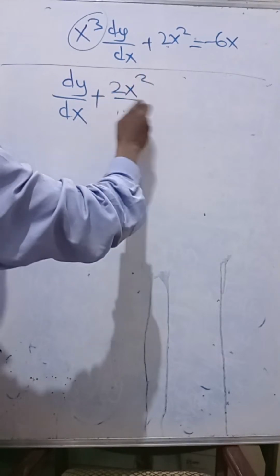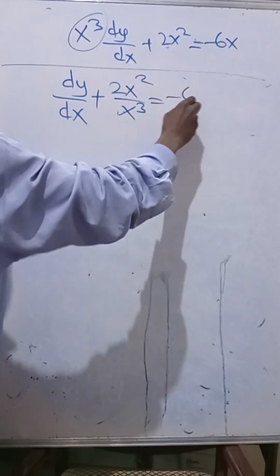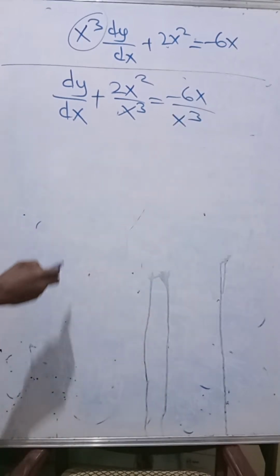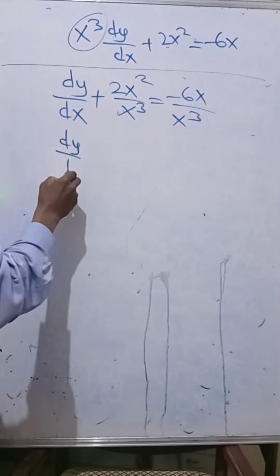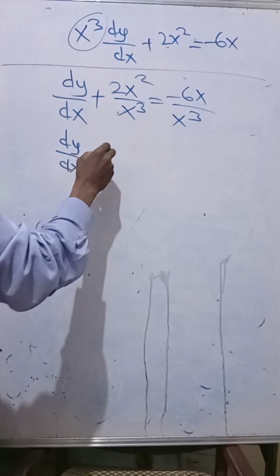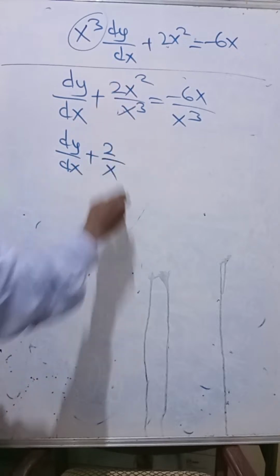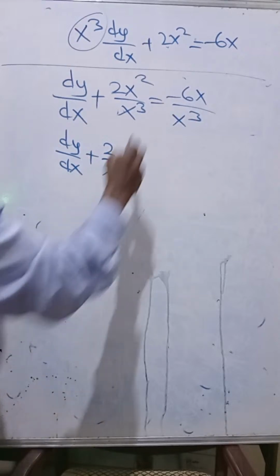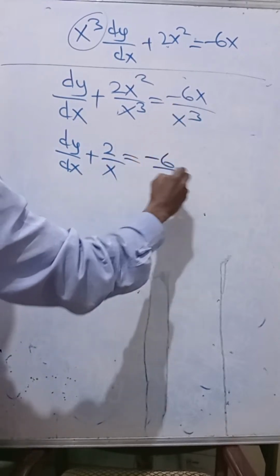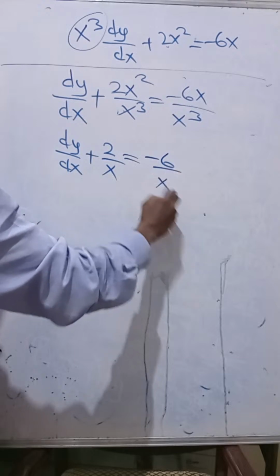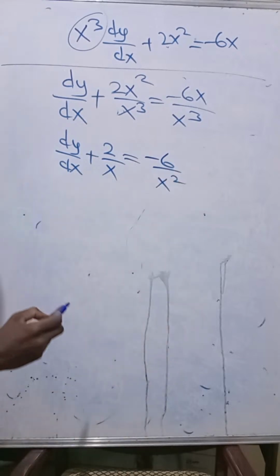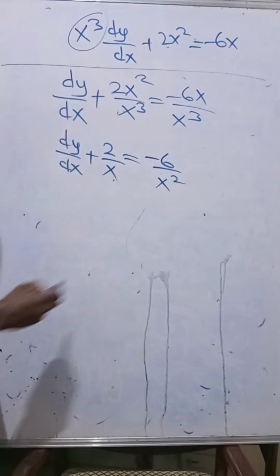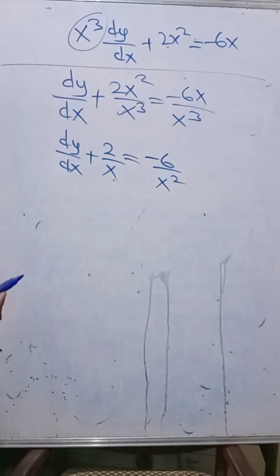2x squared over x cubed equal to minus 6x over x cubed. So this will be dy/dx plus 2 over x times y, equal to minus 6 over x squared. Okay, so correspond this to the standard form for linear differential equation.